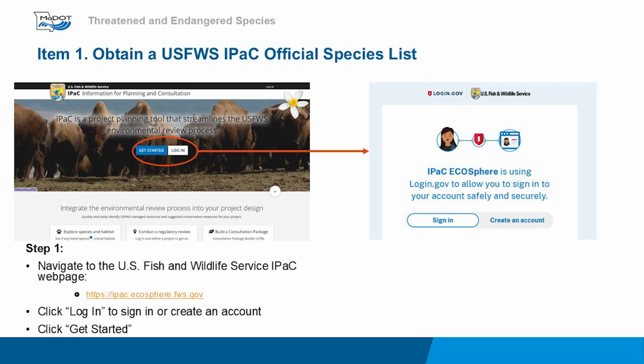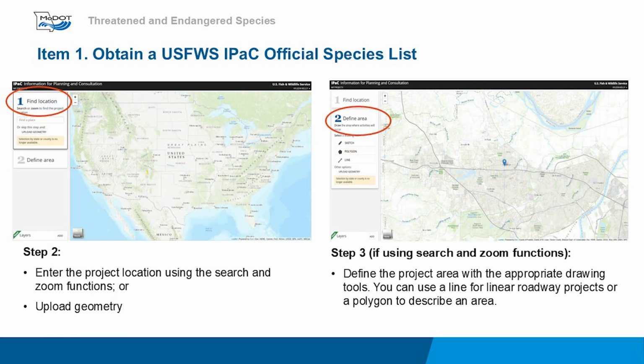Once successfully logged in, you will return to the landing page shown on the left side of the screen. From here, click Get Started. After clicking Get Started, you are ready for Step 2 and the image on the left side of the screen will appear. From this screen, you will be able to navigate to your project location. You can navigate to your project location by using the search box, the zoom in and zoom out arrows, or upload a geometry. If uploading a geometry, you will need to upload a zipped shapefile, a Google Earth file, or other approved geospatial data feature. Once you have found your general project location, you can proceed to Step 3 to define your project area.